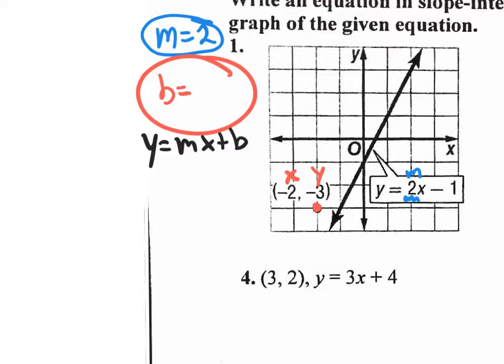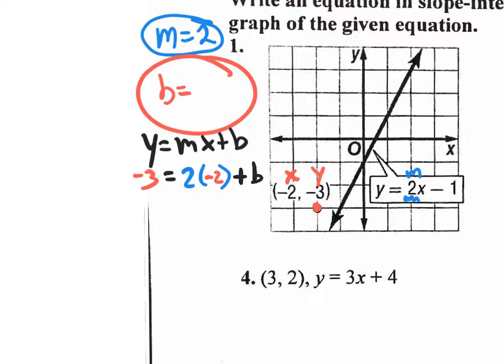So what is it that we know? We know the x and y value. So instead of y, I'm going to write what? Negative 3. So I'm going to put negative 3 equals, instead of m, what am I going to put? 2. So put 2 right there, and then times x, but instead of x, what am I going to write? Negative 2. So let's put negative 2 right in there. And of course, the plus b is there because we're going to solve this equation for b.